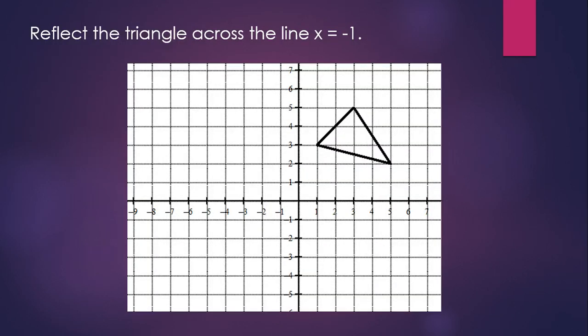Reflect the triangle across the line x equals -1. It may help if you draw the line x equals -1 in. That's a vertical line that goes through -1 on the x-axis. And reflect each of the vertices across that vertical line. So the pink triangle is the reflection across the line x equals -1.